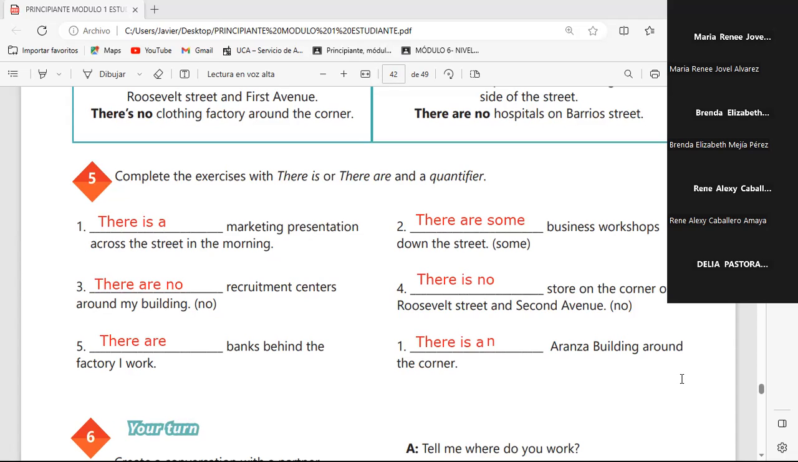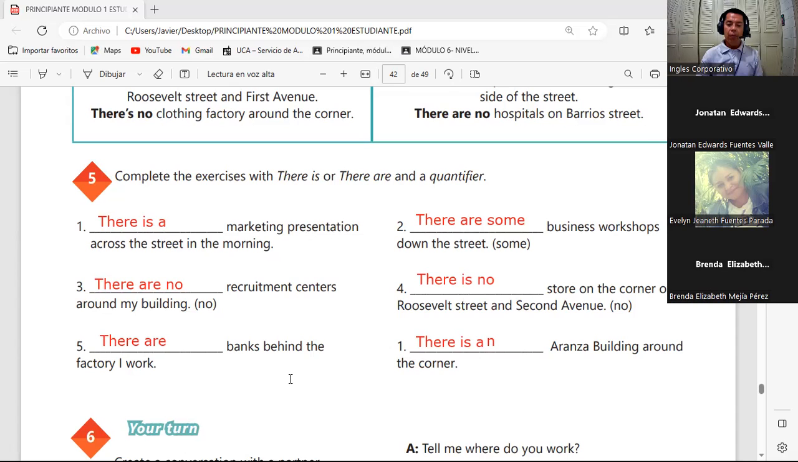Okay, Brenda, please, can you read the six sentences by your own? Only you, Brenda. Okay, Brenda. There is a marketing presentation across the street in the morning. There are some business workshops down the street. There are no recruitment centers around my building. There is a store on the corner of Roosevelt Street and Second Avenue.